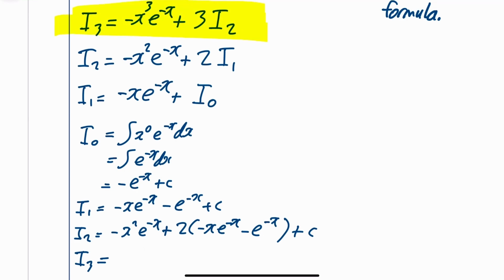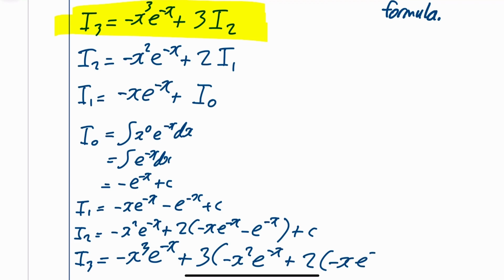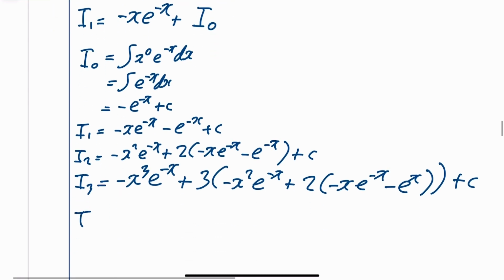So my I3 is minus x cubed e to the minus x plus 3 lots of your I2. So let's just write that down. It was minus x squared e to the minus x, and then plus 2 lots of minus x e to the minus x minus e to the x, and plus your c, and then we've just got to tidy that absolute mess up.